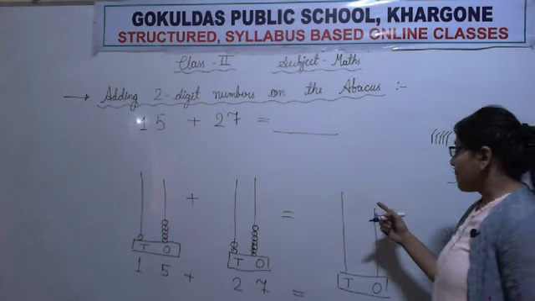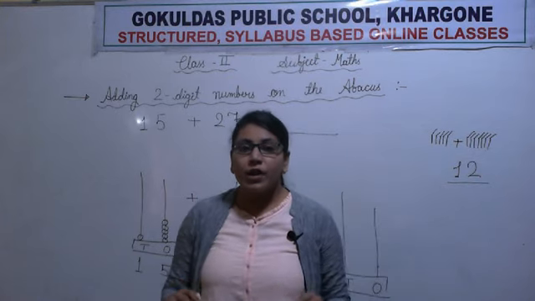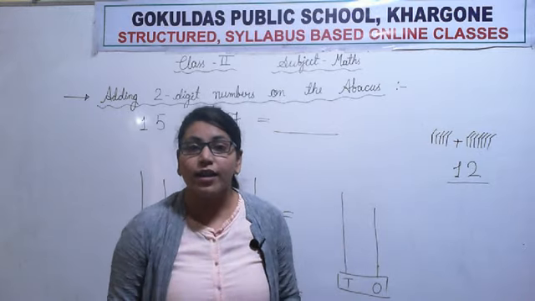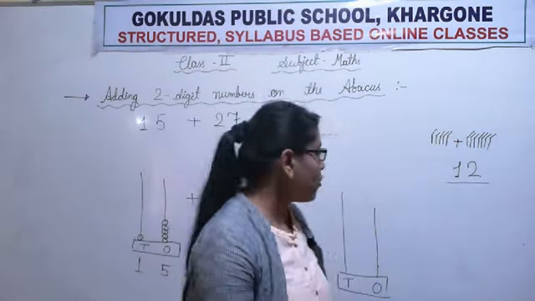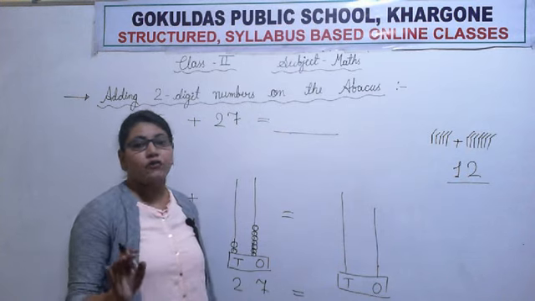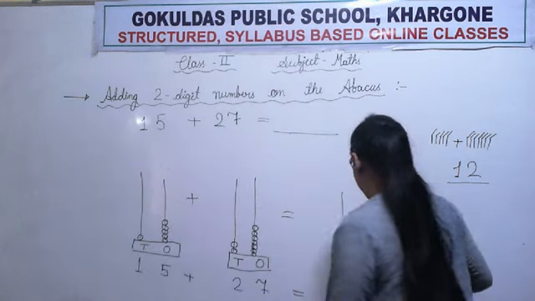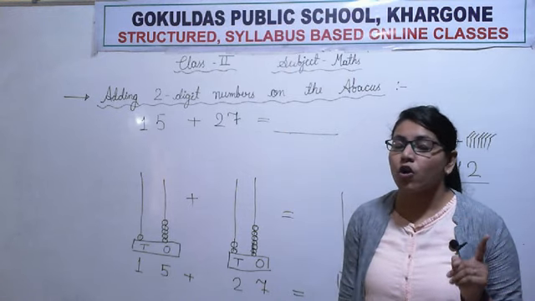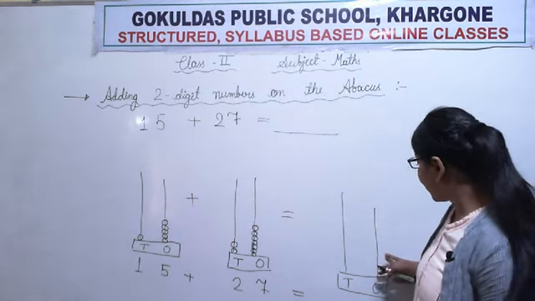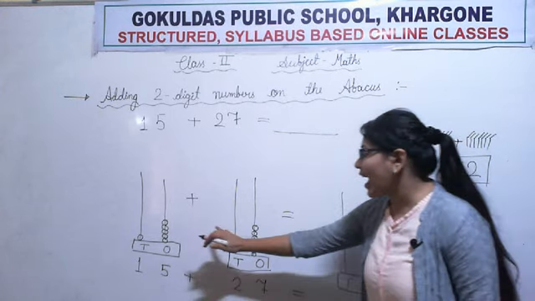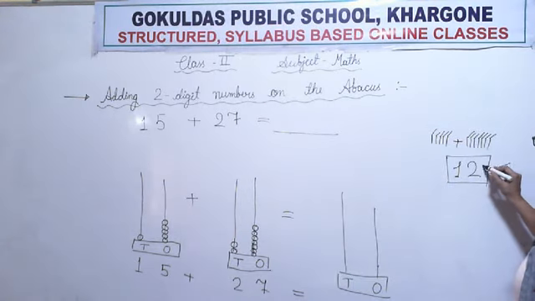But a spike can hold a maximum of 9 beads. We cannot put more than 9 beads here, in any spike. Whether it's 1 spike, 10 spikes or 100 spikes, we cannot put more than 9 beads in a spike. It can hold only 9 beads, but by adding 5 and 7 we are getting 12 as the answer.